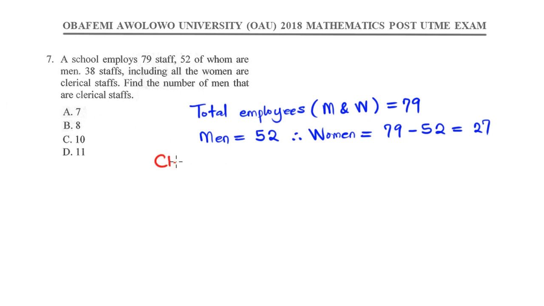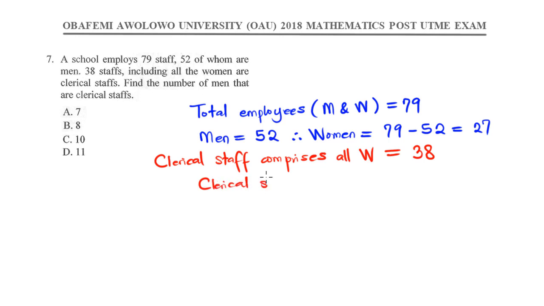Now, we are given additional information, and we are told that 38 staff, including all the women, are clerical staff. So the clerical staff comprises all the women that were employed in this particular company, all of them are employed as clerical staff. So the clerical staff, which comprises all women, is 38. Now, all the women is 27, but all the clerical staff, which comprises women and men, is 38.